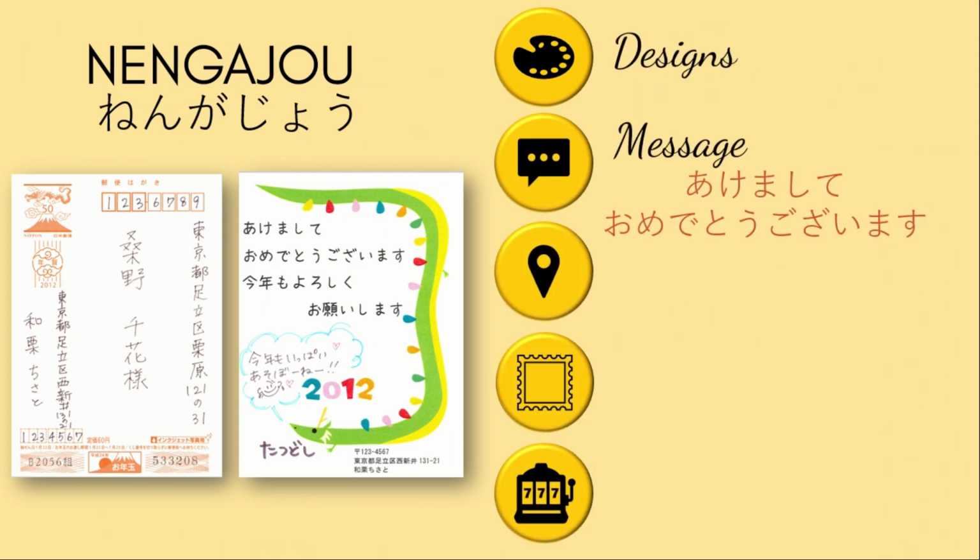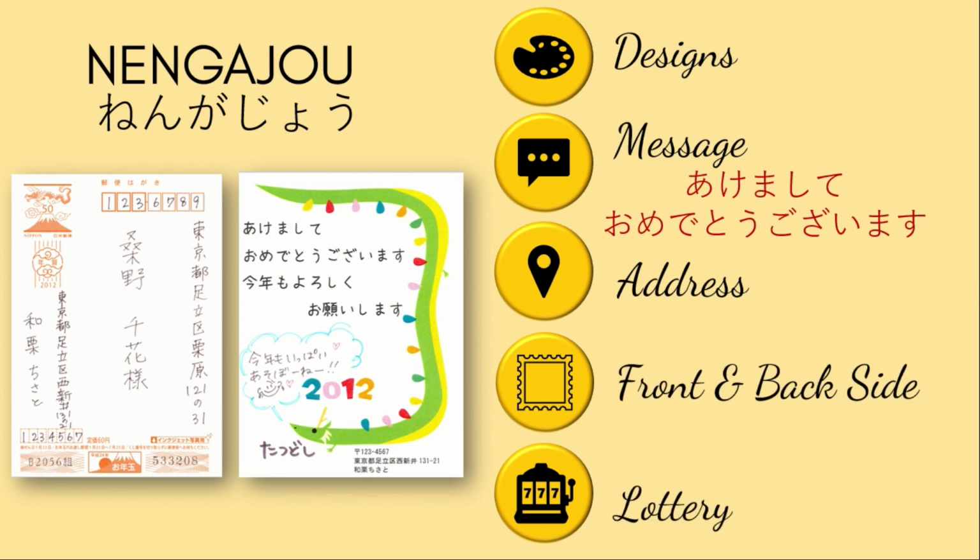We have the designs, the message, address, front and back side, and lottery. For the Nengajo, in designs, it varies. It depends on the sender's preference. For the message, it has here this one. Akemashite omedetou gozaimasu. We also have here this one. Kotoshi mo yoroshiku onegai shimasu. So this is already the vocabulary for this session.